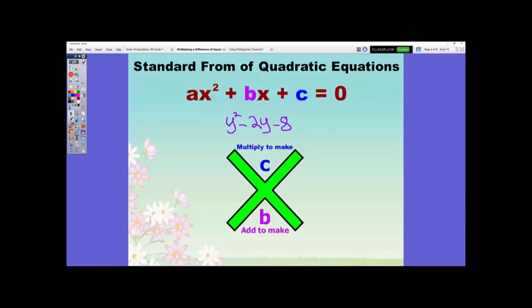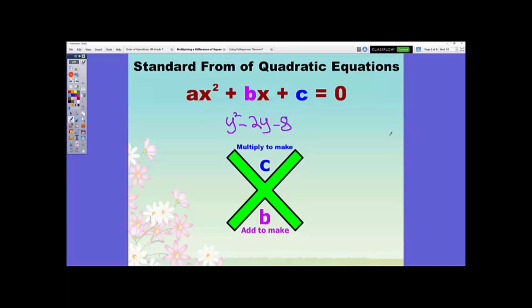So remember, a, b, and c represent the coefficients and the constant in our expression. So there's technically a 1 here in front of the y. So a is 1, b is negative 2, and then c is negative 8. This is in standard form. We'll come back to these x puzzles here in just a moment.